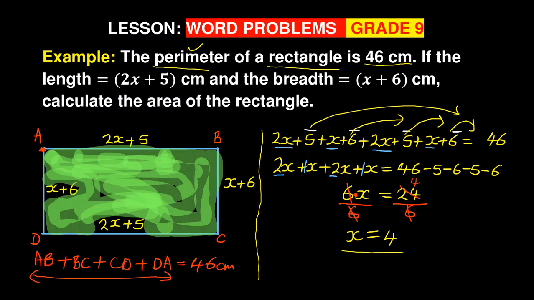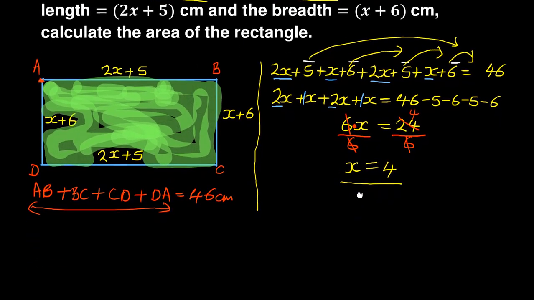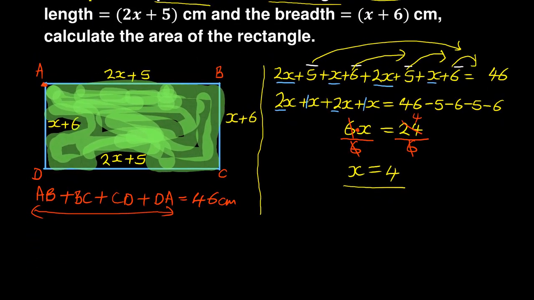But remember, the question is not looking for x. The question says calculate the area of the rectangle. Now you need to know the formula for the area of the rectangle. So what is the formula? So you say area of a rectangle is equal to length times breadth. This is the formula, and you need to know the formula of the rectangle. So the formula of the rectangle is equal to length times breadth.